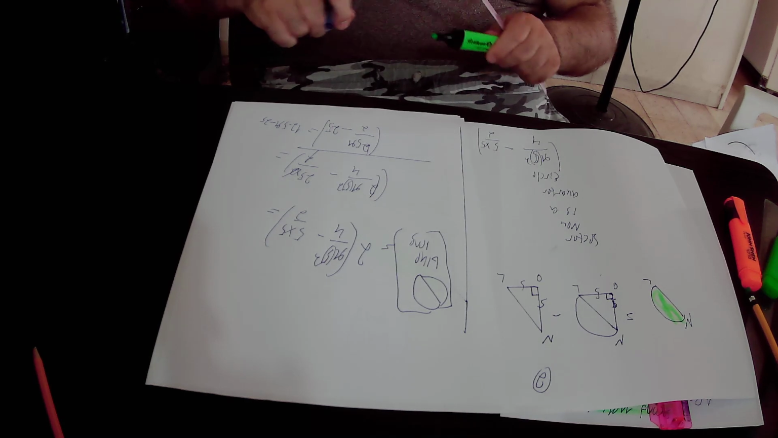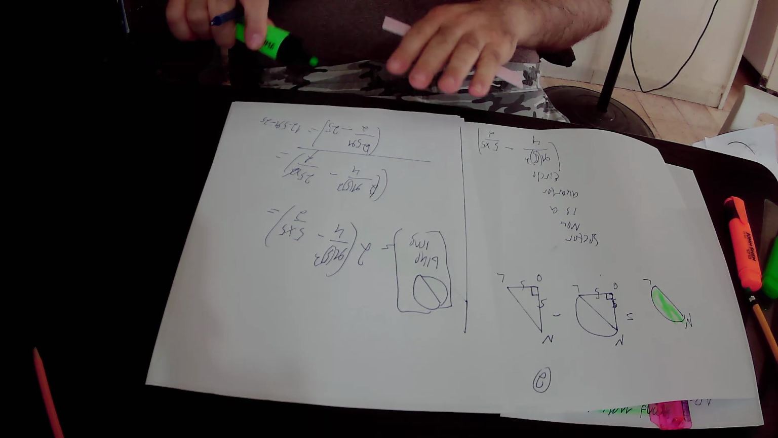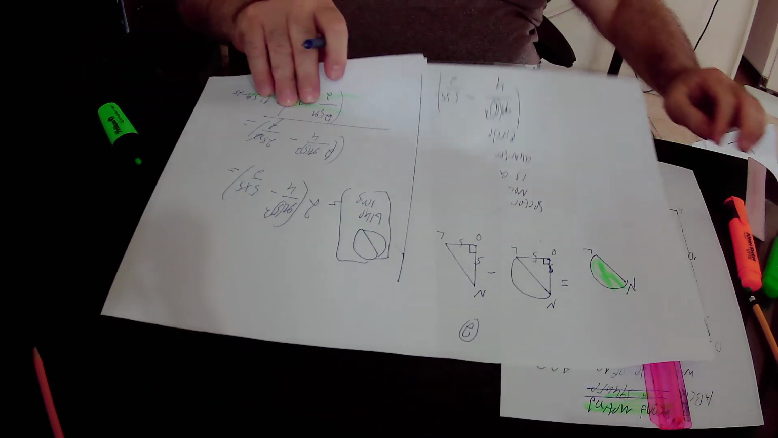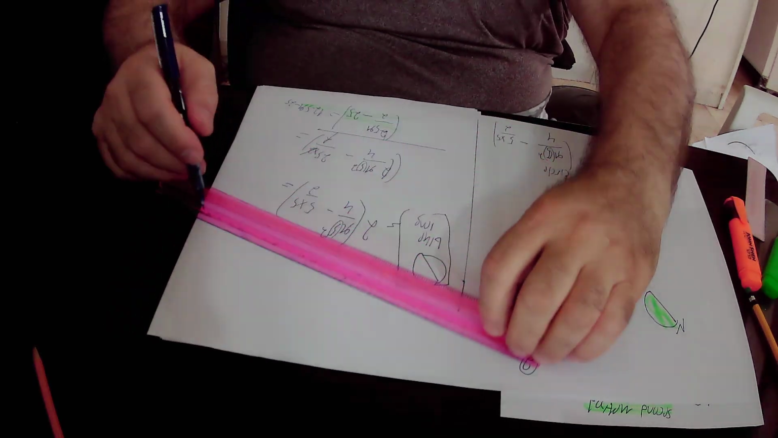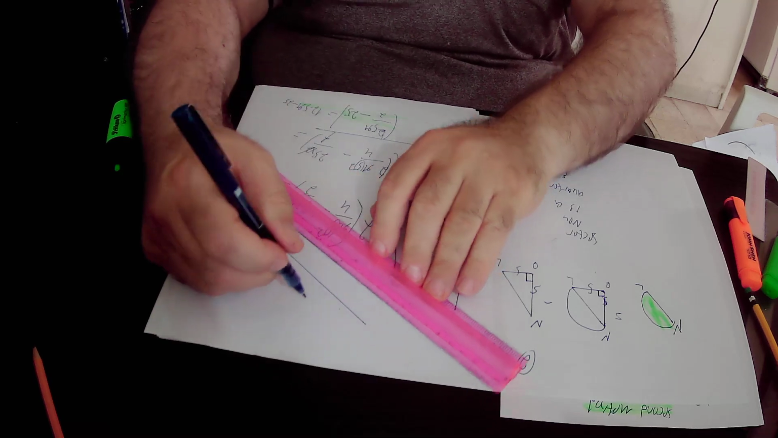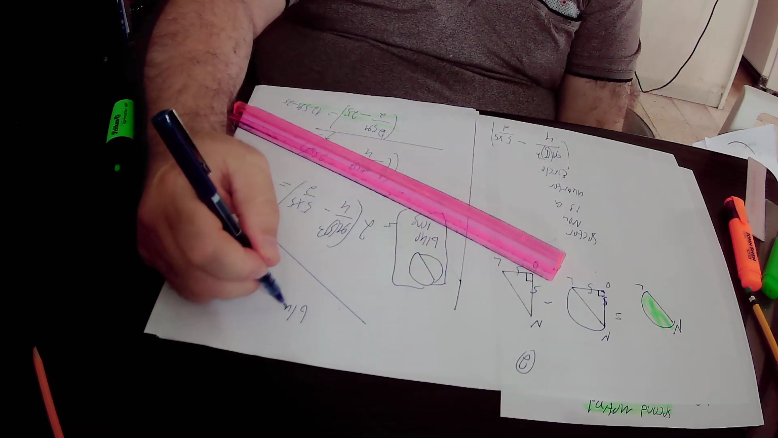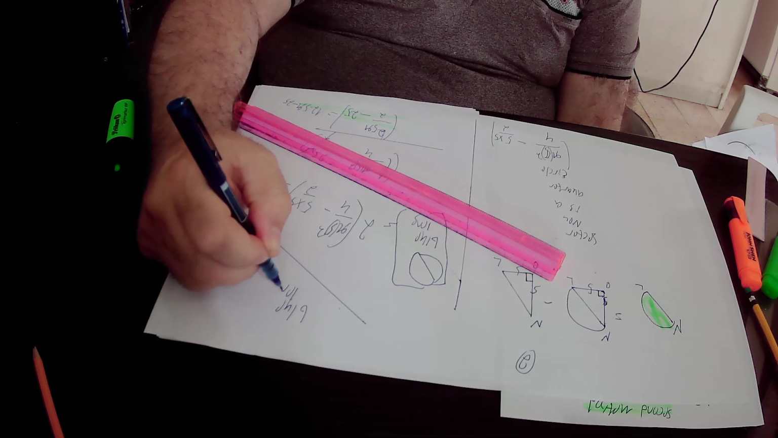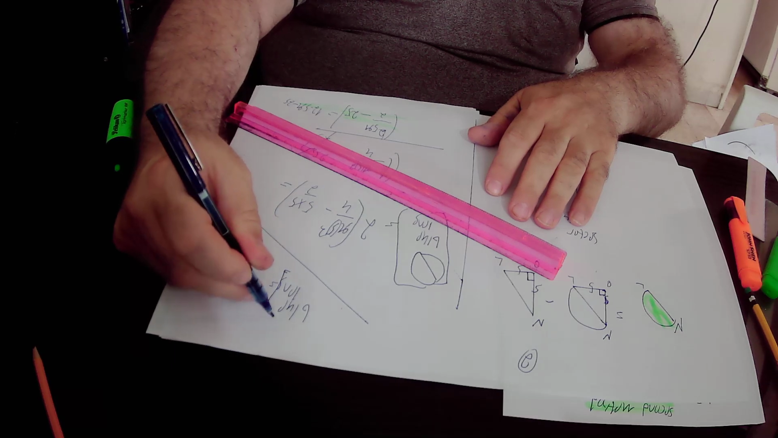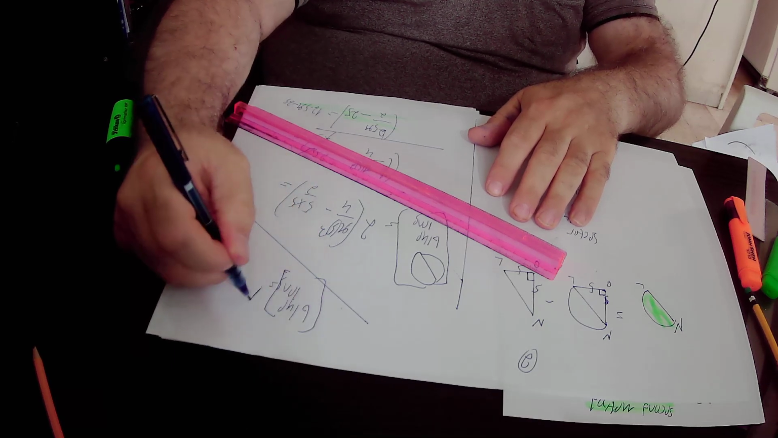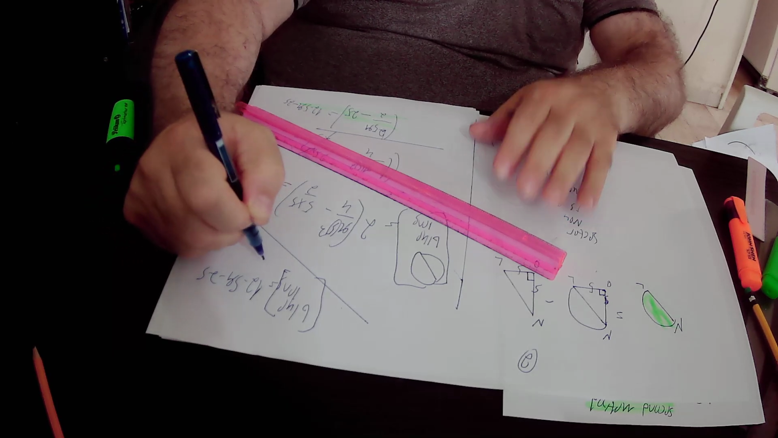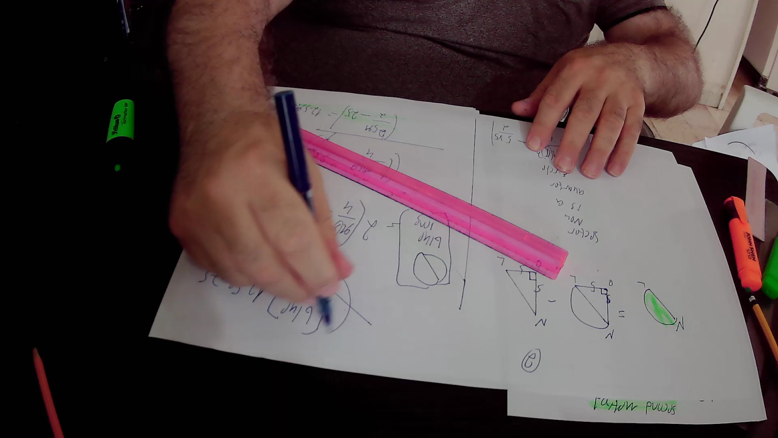Okay, so in conclusion, we found that the area of the blue lens equals 12.5 pi minus 25 square units. Okay.